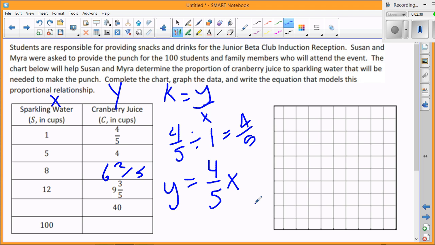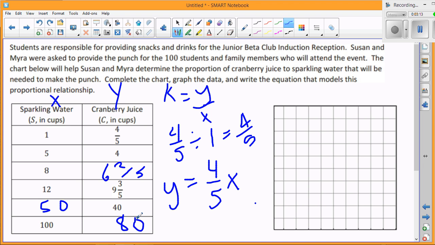Okay. And then in the next row, they give it to us, and then in the following row, they give us the cranberry juice. We can divide by the constant, so we can do 40 divided by 4/5, which is the same as 40 times 5/4. So 40 times 5 is 200, and 200 divided by 4 is 50. And then the following column is 100. So we need to find 4/5 of 100. 4 times 100 is 400, and 400 divided by 5 is 80.